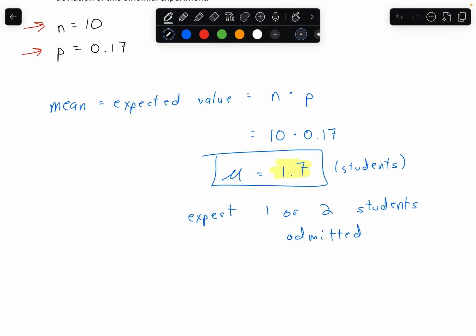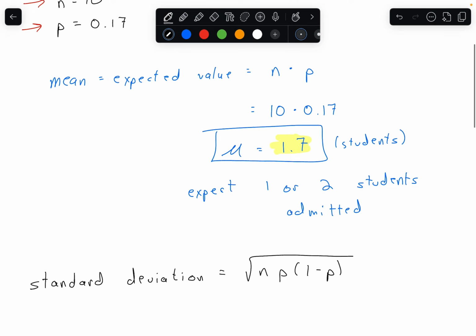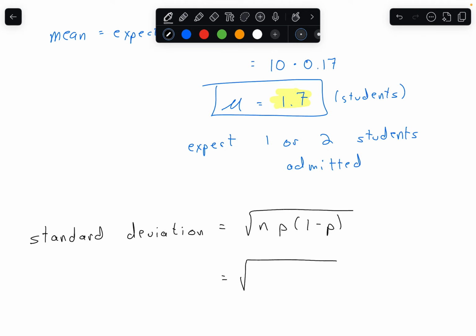So the next thing that we need to talk about then is the standard deviation. Remember, standard deviation is a measure of spread. It tries to talk about how much variation there is in our data. In this case, we're going to use the formula the square root of n times p times 1 minus p. So I'm going to take n, our number of trials, which we said was 10, times p, the probability of success, 0.17, times 1 minus p, 1 minus 0.17. If you wanted to take a moment just to work this out, it should be 0.83.